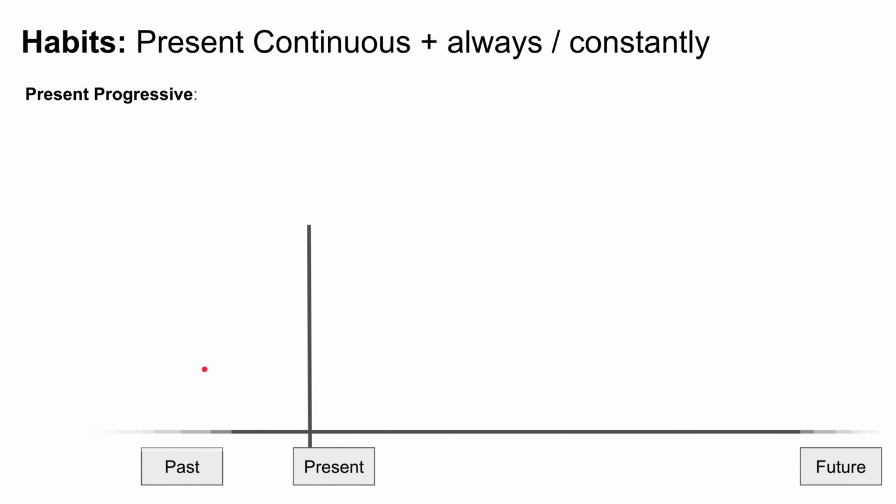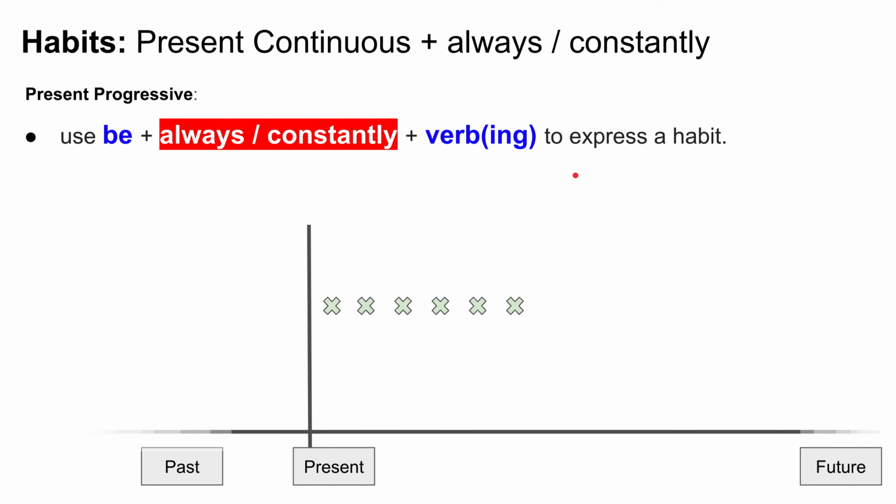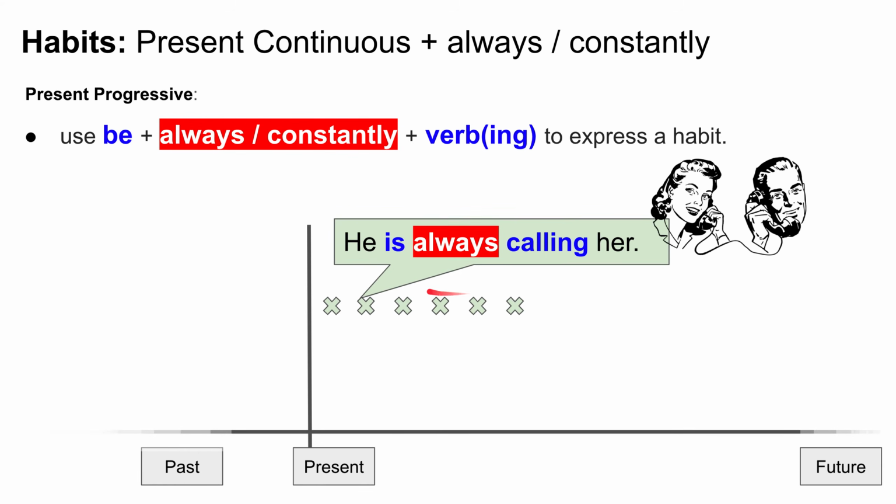Okay, let's move forward now. Let's look at the present continuous with always and constantly. The form for this will be the be auxiliary plus always or constantly plus verb ing. And we use this to express habits once again. Let's look at some examples. Here is a repeating action in the present. It's a habit. What is it?